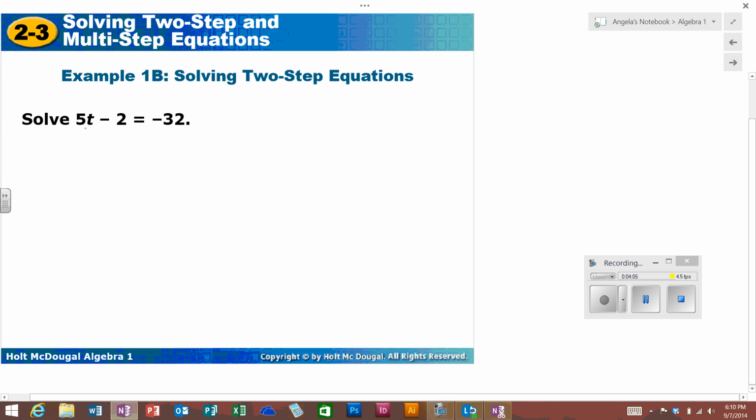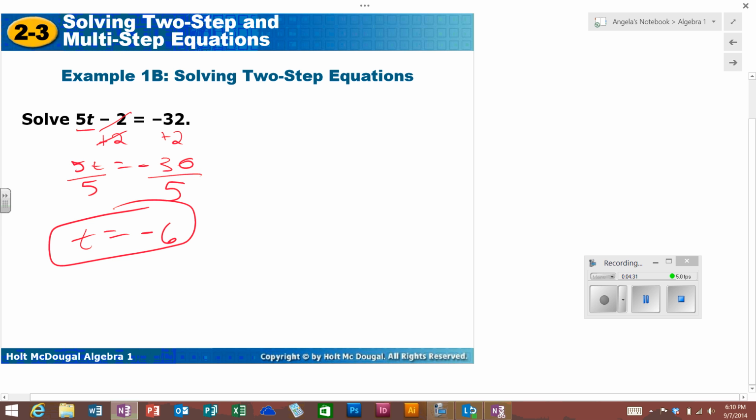So again, we know that there's 5 multiplied by the t and a -2, and so we work backwards. So the second thing that's being done is the subtracting 2, so we're going to add 2 first. So 5t is equal to -30 when I combine that. Now I divide by 5, and I get t is equal to -6. Okay? Let's try the next one.